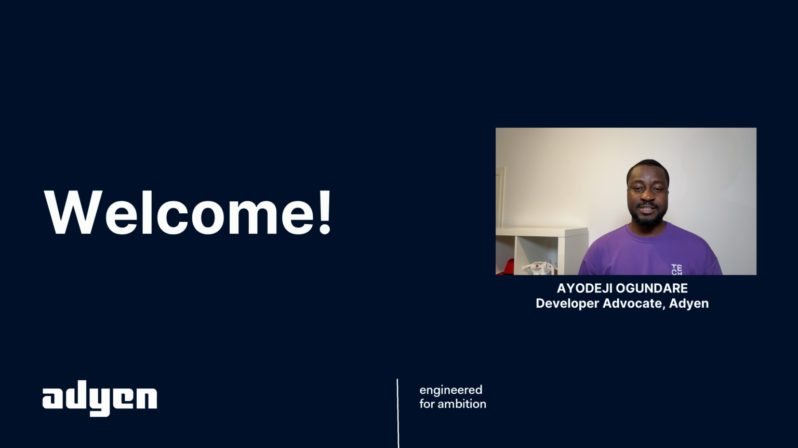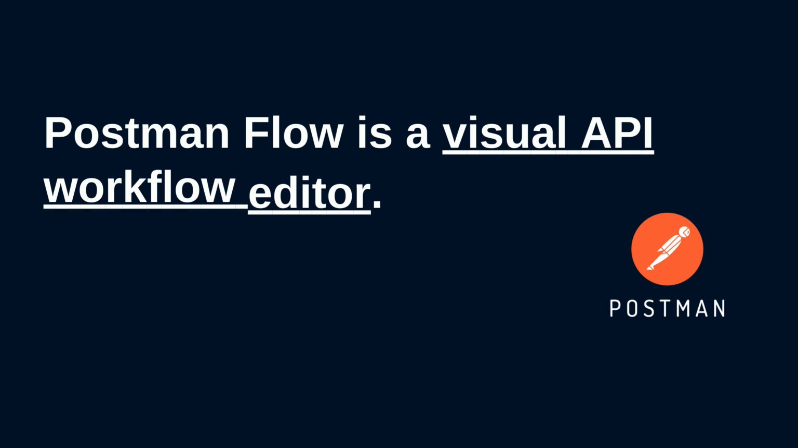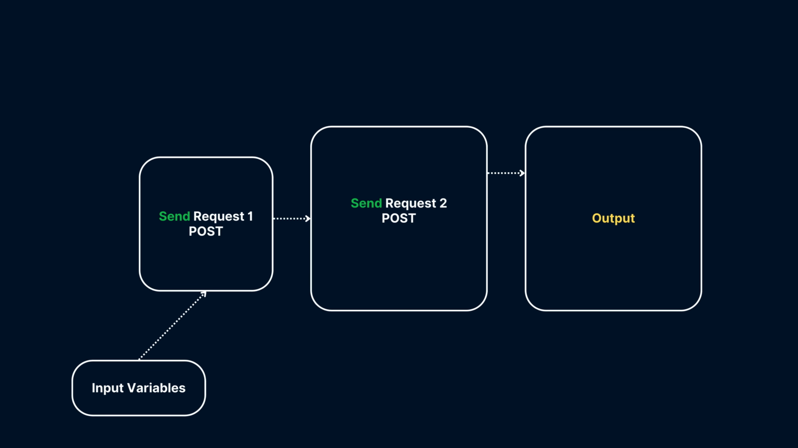This video will describe using Postman Flow to visualize basic API workflow. Postman Flow is a visual API workflow editor. It enables the creation of custom workflows by chaining API requests, managing data between steps, and supporting various outputs from Markdown to advanced charts and reporting.